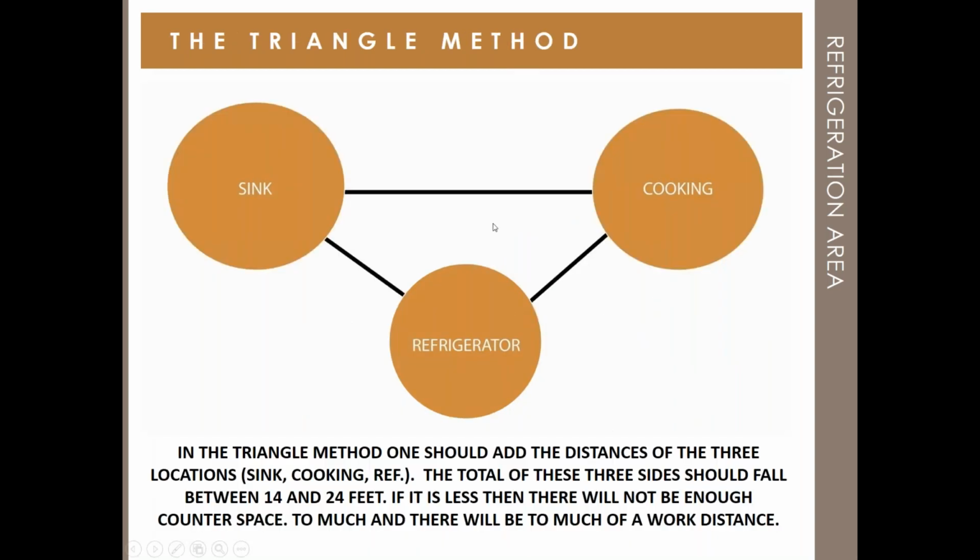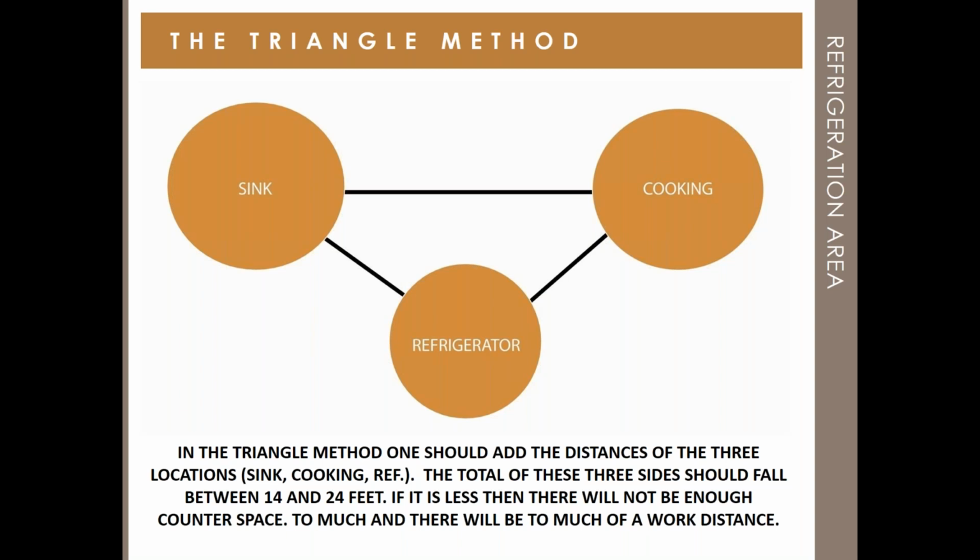Okay, the triangle method. This is a good checks and balances as you're designing the kitchen. You should have anywhere from 14 to 24 feet between those three major areas. If you have less, that means you don't have enough counter space. If you have more, then you have an ample amount.